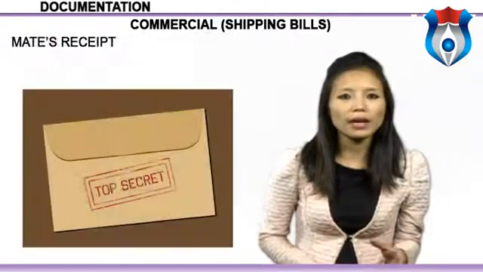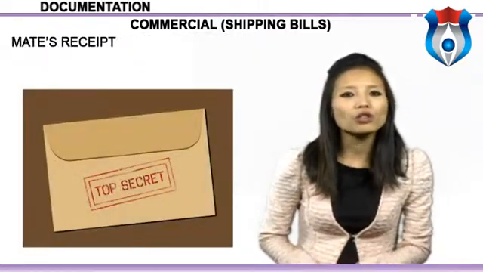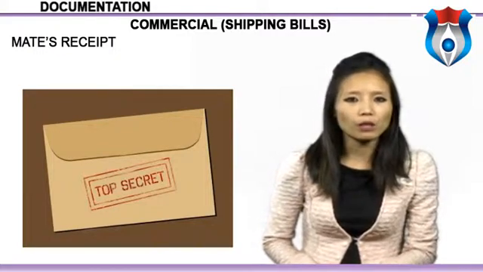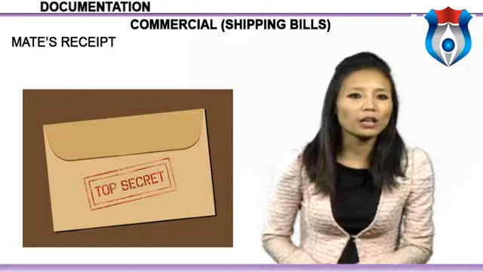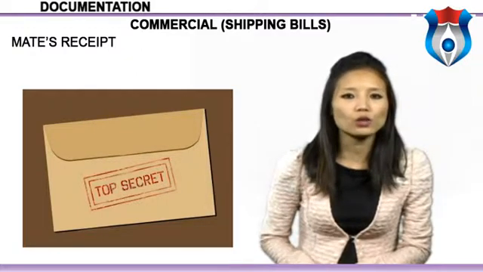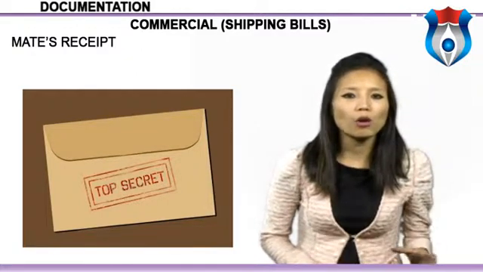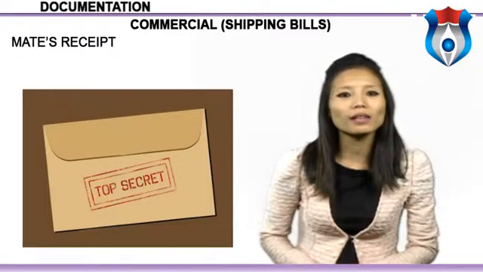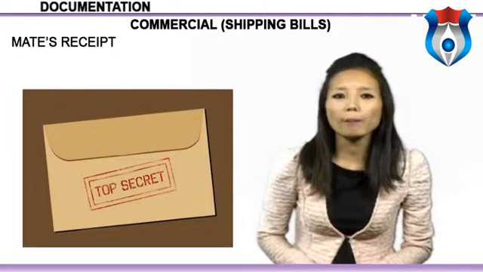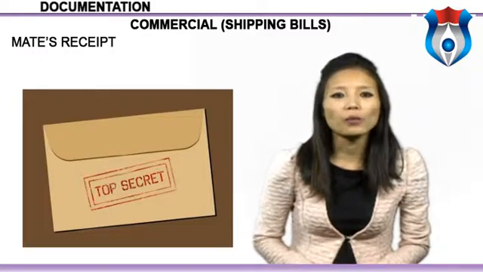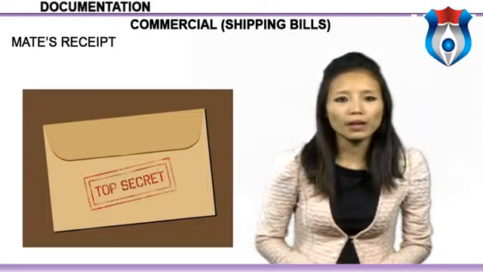Mate's receipt. A document originally issued by the first mate of the ship, who was the officer responsible for cargo. The document would be issued by him after the cargo was tallied into the ship by the tally clerk. The shipper or his representative would then take the mate's receipt to the master or the agent to exchange it for a bill of lading, which would incorporate any condition inserted into the mate's receipt.